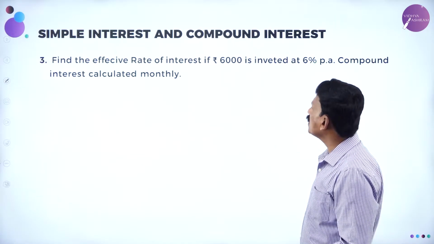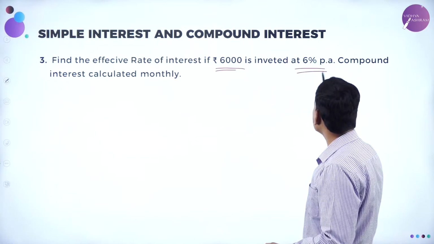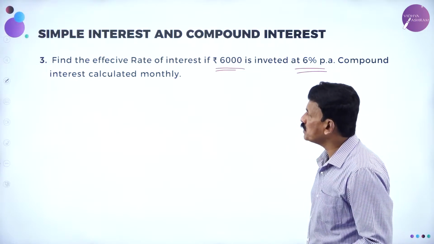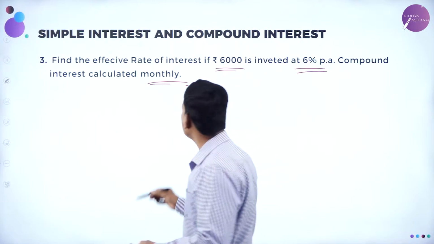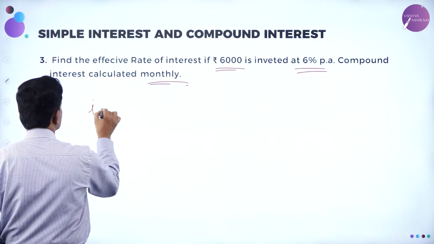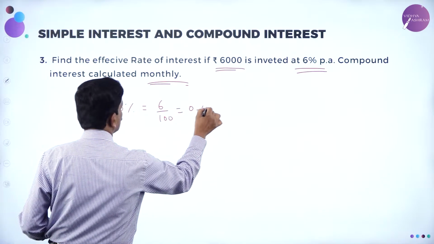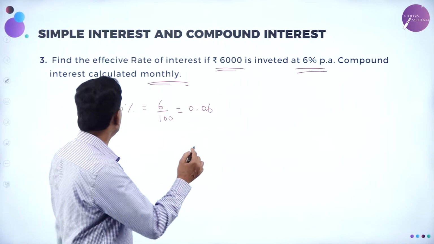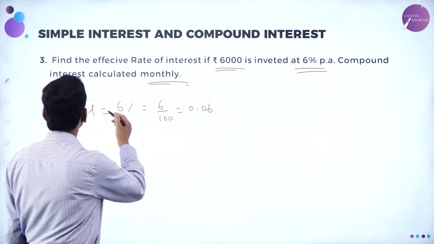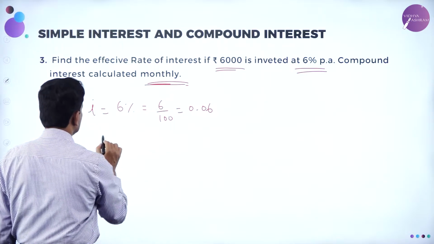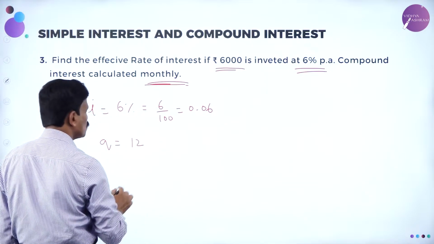Now find the effective rate of interest for rupees 6,000 invested at 6% per annum, with compound interest calculated monthly. So the interest is calculated monthly. What is given here? The rate of interest I is equal to 6%, that is 6 divided by 100, which is 0.06. Compound interest calculated monthly means Q is equal to 12 months. Q is equal to 12.